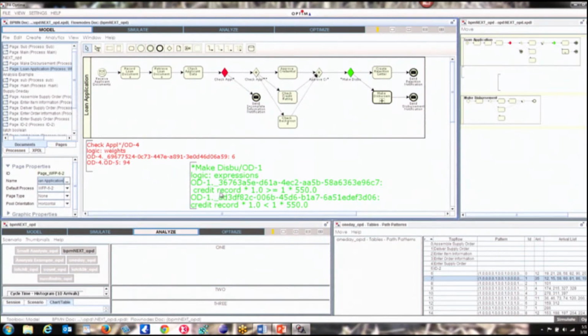Now the green gateway, where we're making a decision about accepting the application and granting money or not, is a different story. It says that the conclusion is that expressions can capture the logic. What's been discovered is that a property, credit record, is determining what happens. If it's greater than or equal to 550, we're granting the application and dispersing money, and otherwise we're not. So these are data mining components within this solution. I'll go on to another.